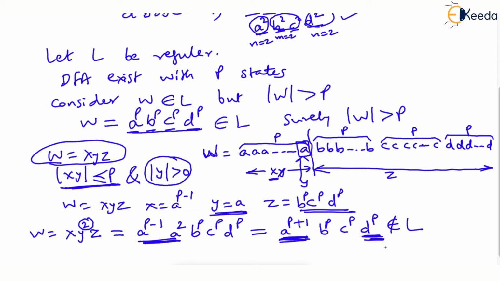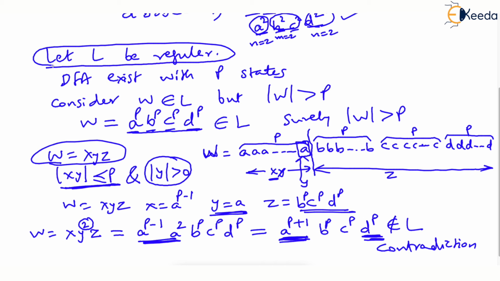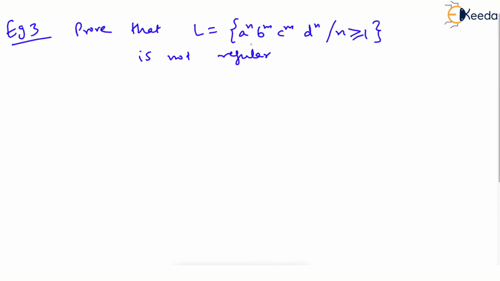We have arrived at a contradiction. Hence, our assumption that L is regular is wrong and L is not regular. I hope you have understood. Now, I'll return to the same problem.